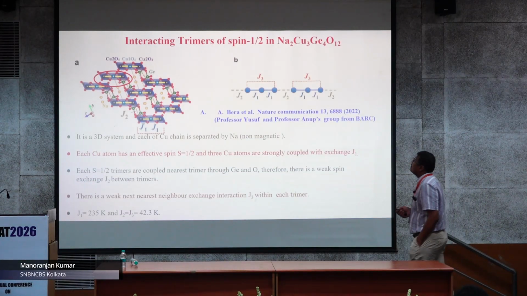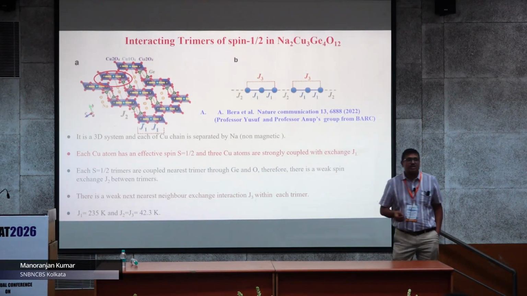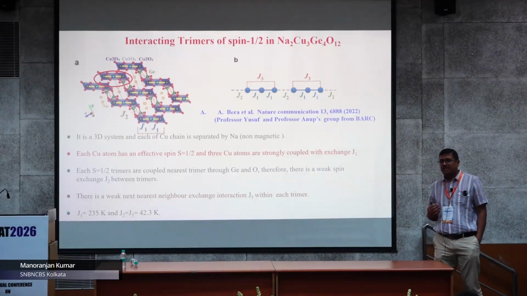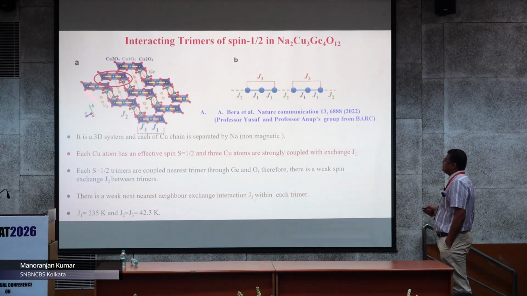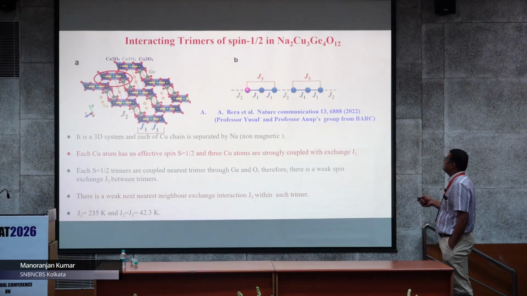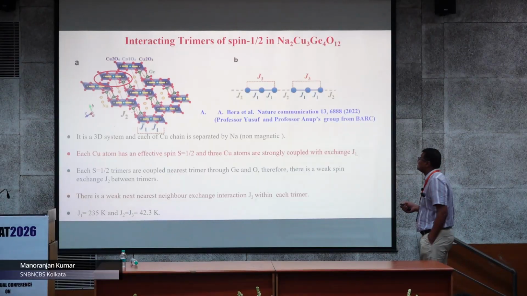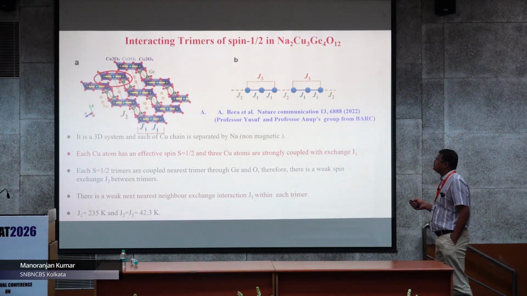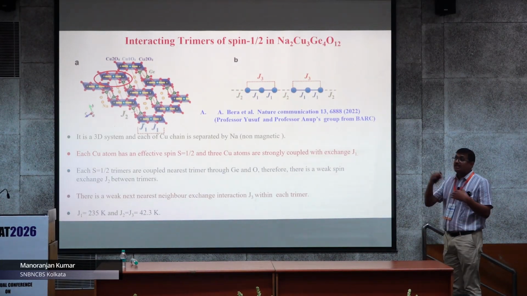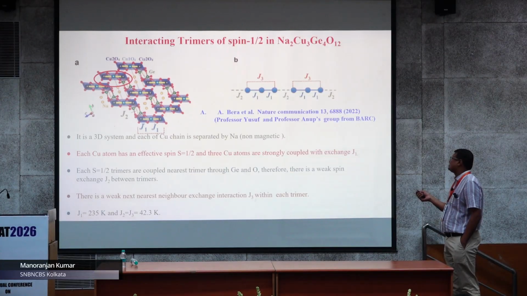So again, let's come back to this sodium copper germinate. This is very well studied experimentally as well as theoretically. So if you see this, we can make a model for this 1D chain. Here these trimers have a strong exchange J1, and then two nearest neighbor trimers can be coupled with very weak coupling J2, and within the trimers there is another coupling J3, which is very small.